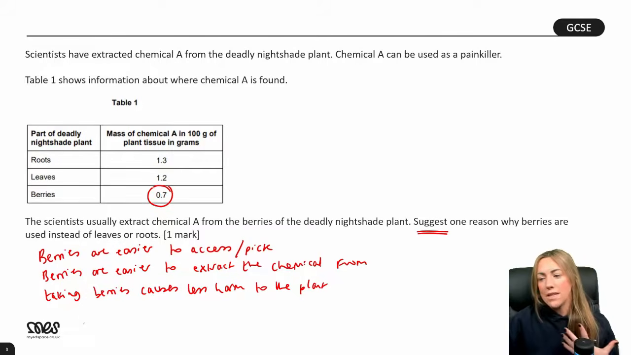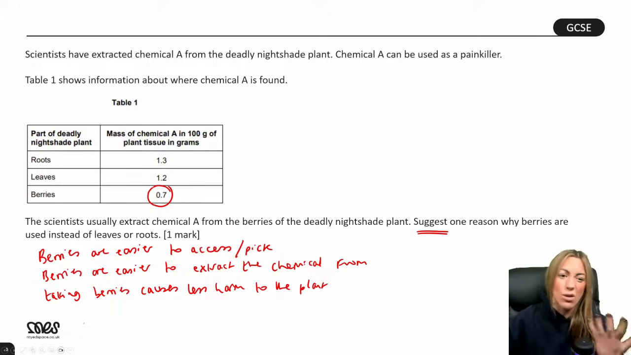But I think the most obvious thing really, thinking about berries, is taking berries is less likely to damage or harm or kill the plant. If you're taking all of the leaves or the roots, it is more likely to damage or kill the plant. But remember, suggest, there's going to be loads of answers on the mark scheme. It just has to be a sensible suggestion that makes sense from the information that you've been given.